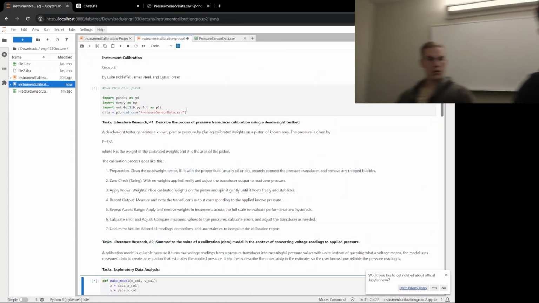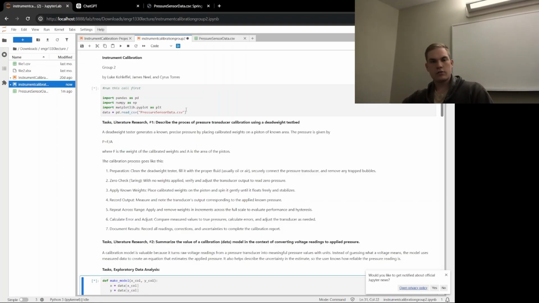Yeah. So the first tasks we did were the literature research tasks. The first one, where we describe the process of the pressure transducer calibration using a deadweight test bed. This generates precise pressure by placing calibrated weights on a piston of known area, given by the equation P equals F over A, where F is the weight of the weights, and A is the area of the piston. The process is as such.